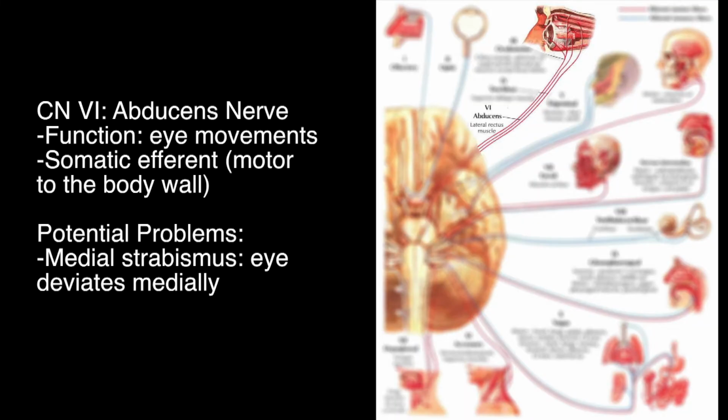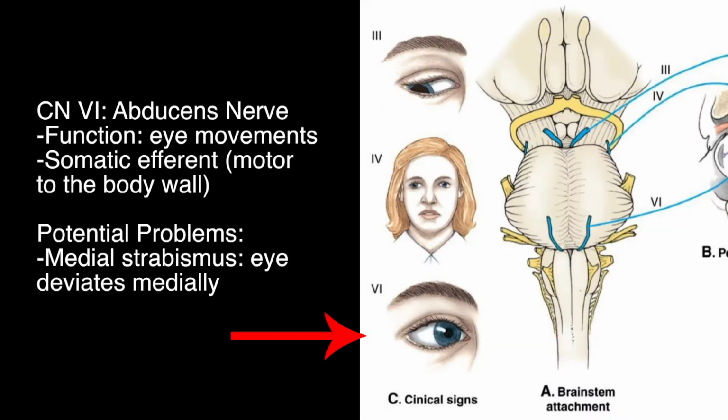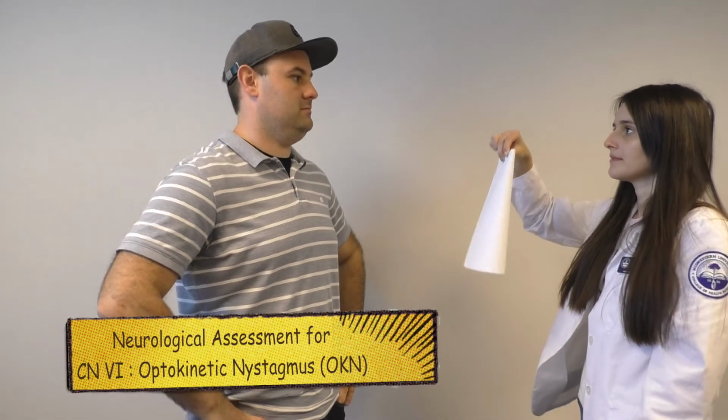The next nerve is cranial nerve 6, and this is the abducens nerve. The abducens nerve function is eye movements. It's somatic efferent, and potential problems to this nerve could cause medial strabismus, and this makes the eye deviate medially. I want you to watch the stripes go by. Okay.